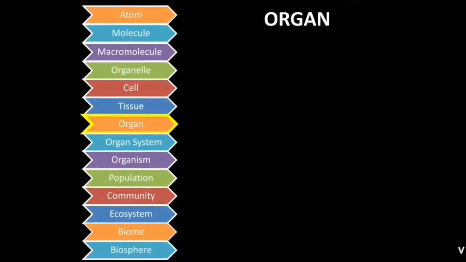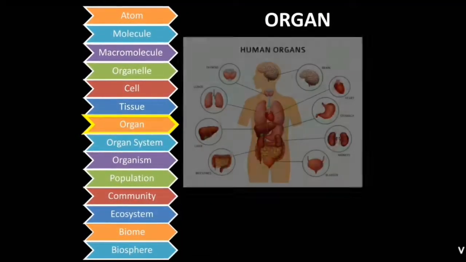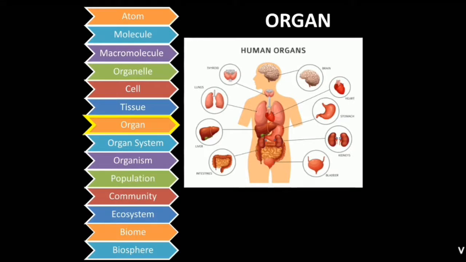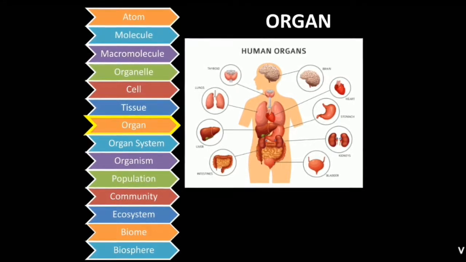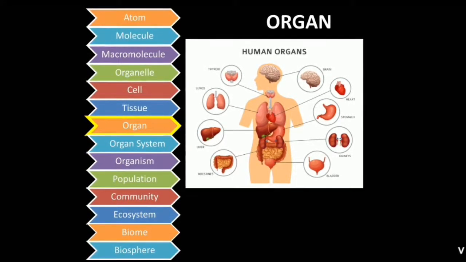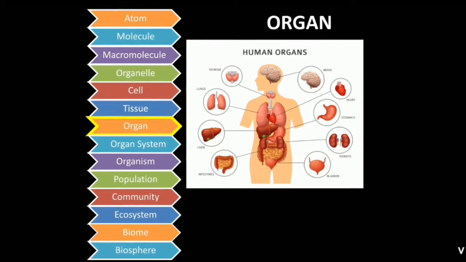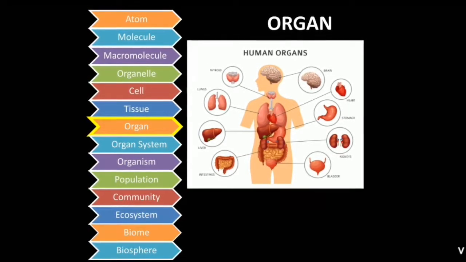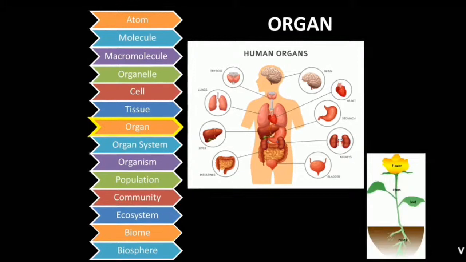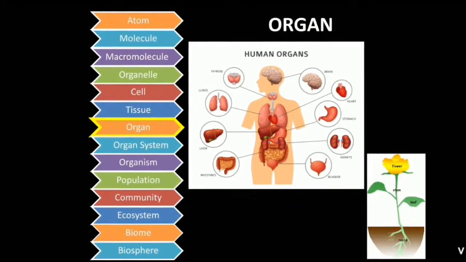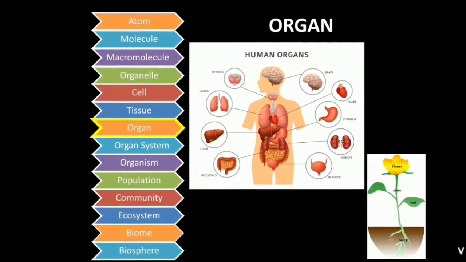The next level of life organization is organ. These are the organs of humans, such as thyroid, lungs, liver, intestines, bladder, kidneys, stomach, heart, and brain. And these are the organs of plants, starting from flower, stem, leaf, and root.